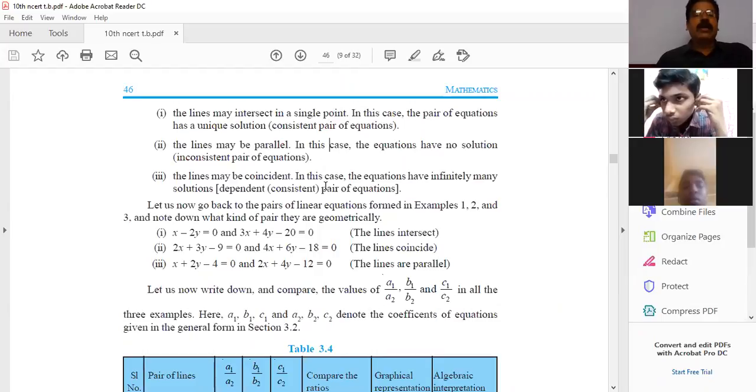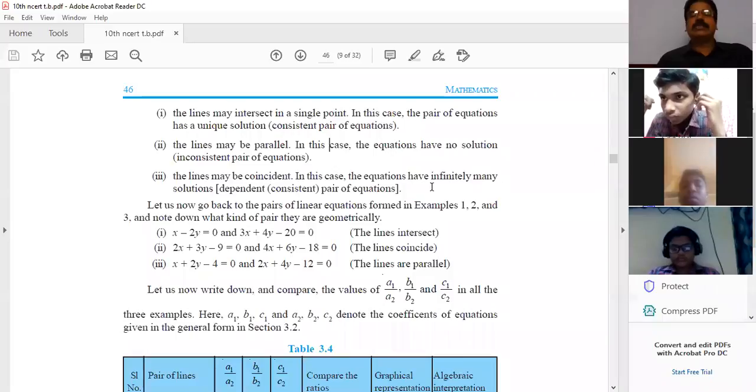And the third case is the lines may be coincident. In this case, the equations have infinitely many solutions. Those equations are called consistent but dependent, a dependent consistent pair of equations. These are the three cases.